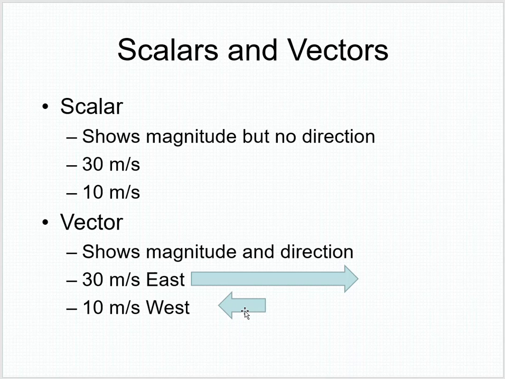The length of the arrow should indicate the magnitude. And that's why if you look on here, you'll see that the one going to the east is approximately 3 times the size of the one going to the west.